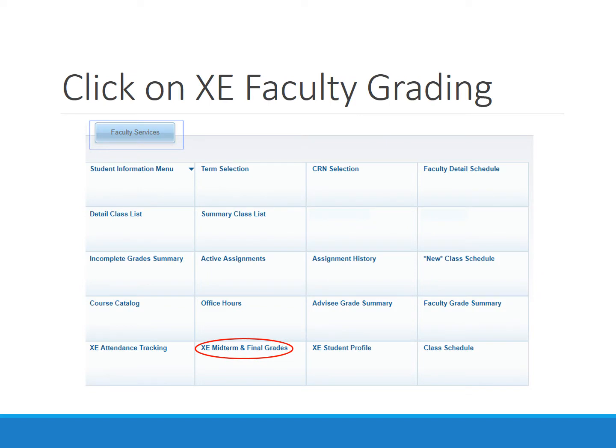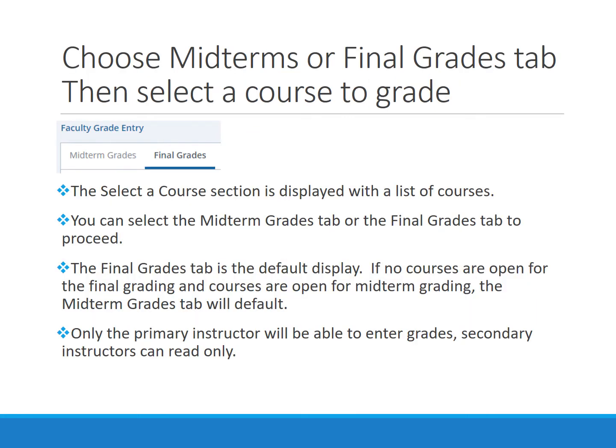To begin entering grades under the Faculty Services tab, click XE Midterm and Final Grades. The Select a Course section is displayed with a list of your courses. Be sure to select Midterm Grades or Final Grades depending on the time of grading. The Final Grades tab is the default display. However, if grading for finals is not open and grading for midterms is open, the Midterm Grades tab will default.